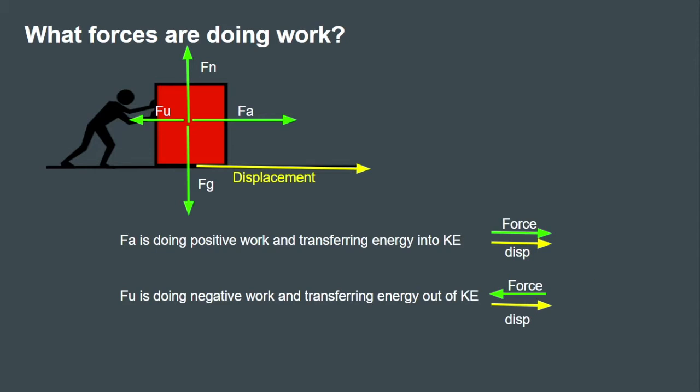We also have two more forces on our diagram. We have force normal and force gravity. We're going to notice that force normal and force gravity are both perpendicular to displacement, meaning that they create a 90-degree angle. And we know that a 90-degree angle is going to result in 0 work being done by that force.